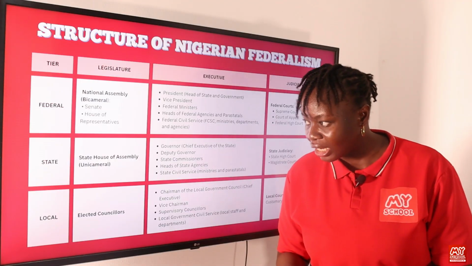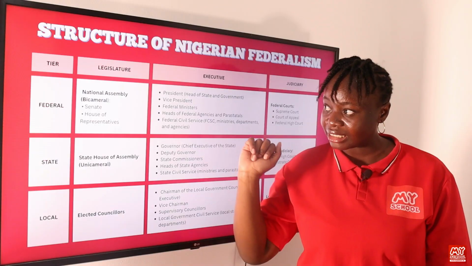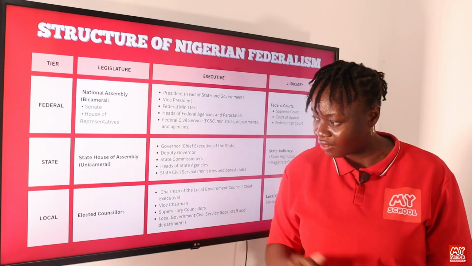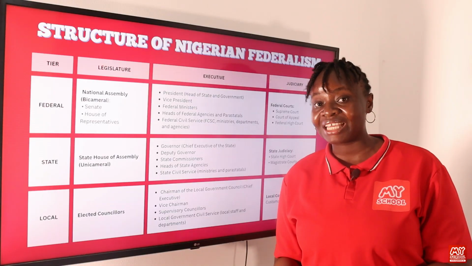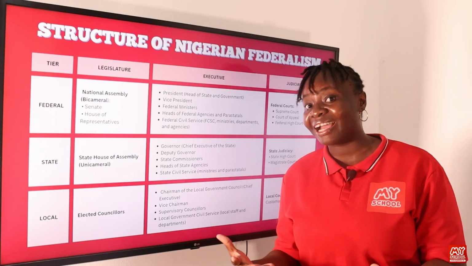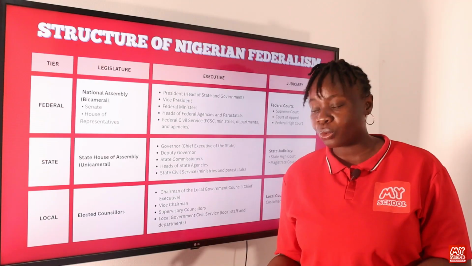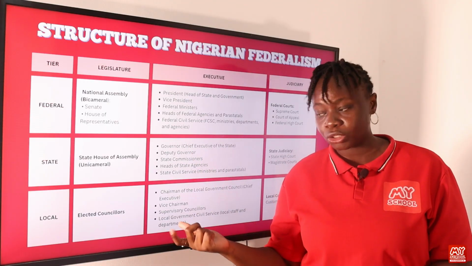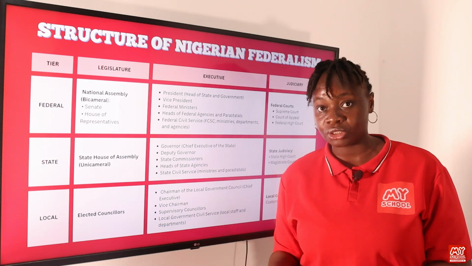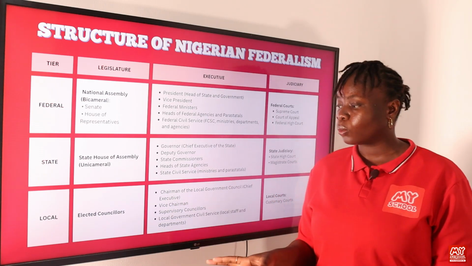Then we have the local level, just as it is in the federal and the state level. Here we have elected councillors. They're responsible for making laws, making bylaws within the local governments. So just like they are elected at the National Assembly and the State House of Assembly, they are also elected councillors who make laws within the local governments.